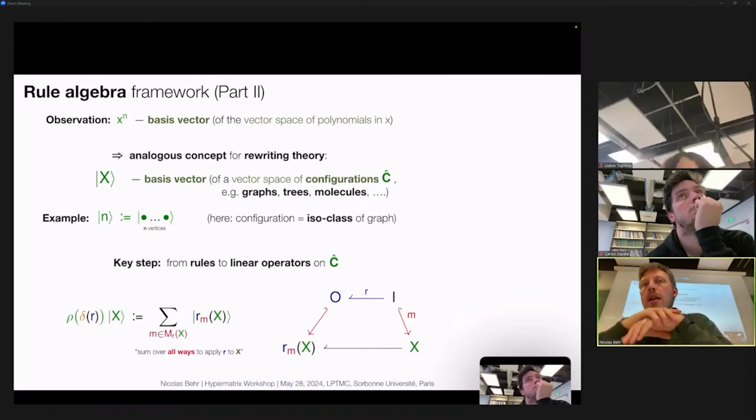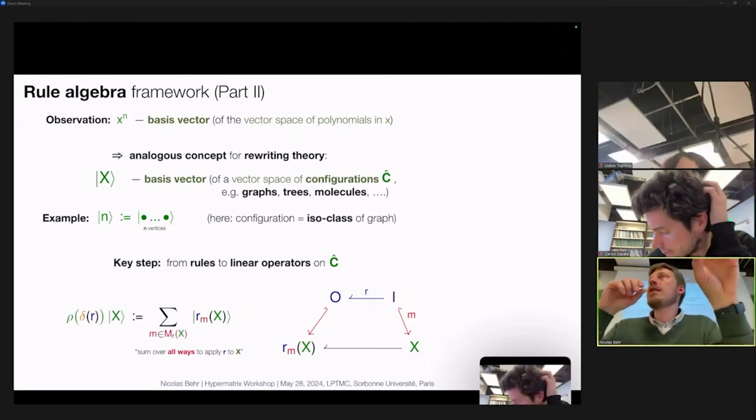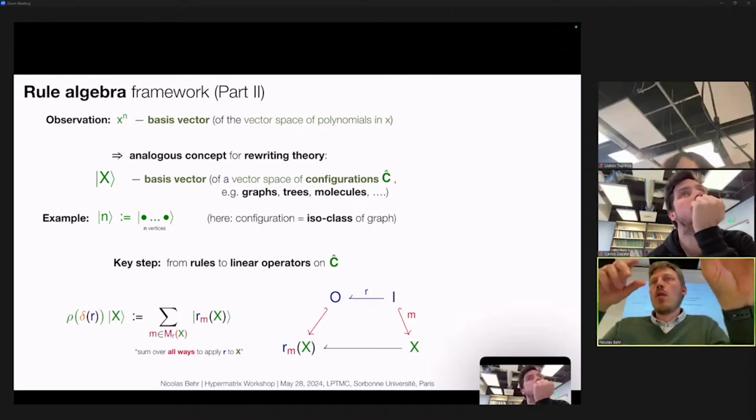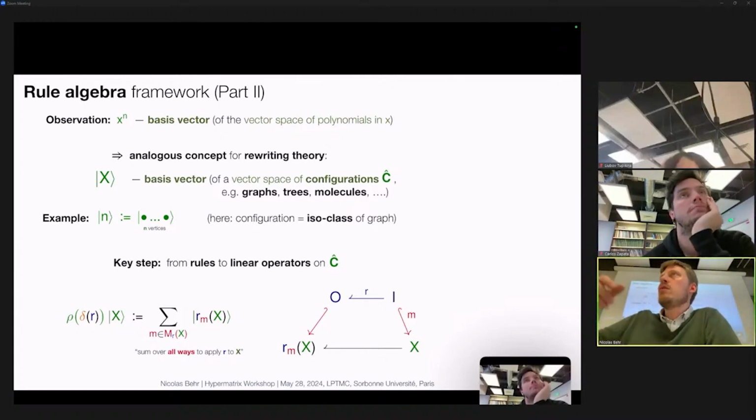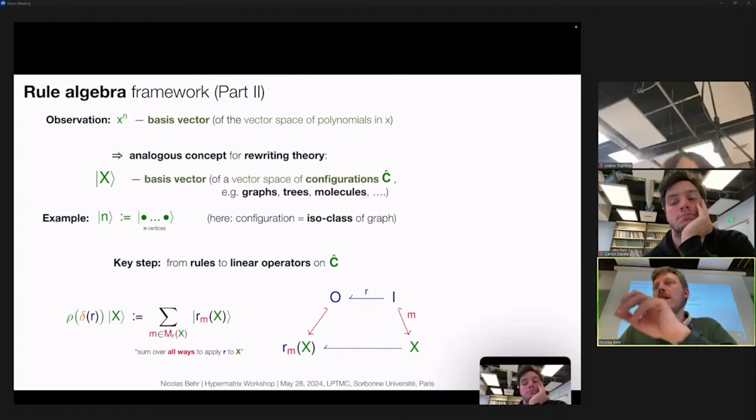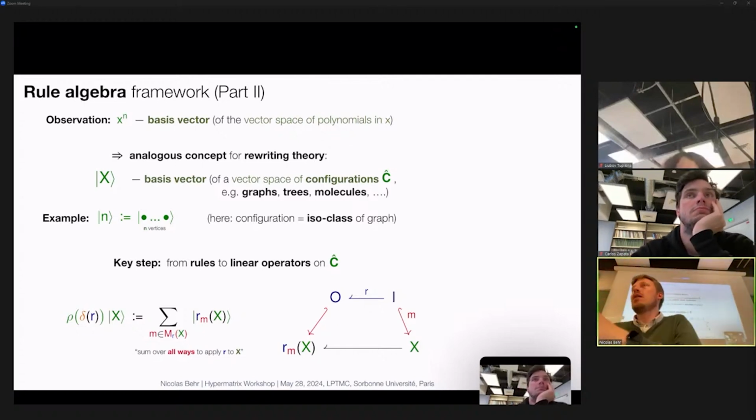And then the real step is, so what replaces the differential operators? Well, you define, we had delta of R was the basis vector in this auxiliary vector space of a rule. Taking now a representation of the rule algebra means you assign a linear operator rho to each of these delta of R. And since it's linear, you only have to say what it does on basis elements. So rho of delta of R on X is defined as a sum over all the ways you can rewrite X using that rule R. And then, of course, by all the ways, I mean the outcomes, you again map to the isoclasses.